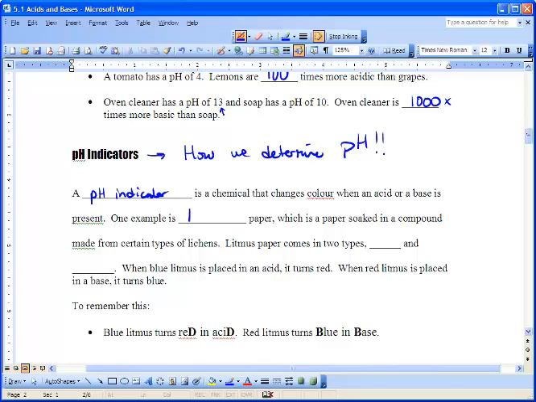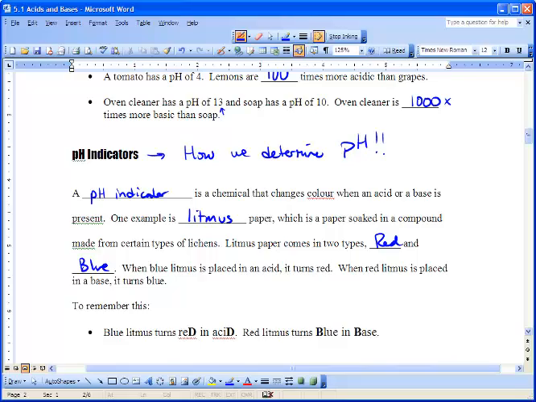One example is litmus paper, and we're going to be using this in class. Now, this paper is soaked in a compound made from certain types of lichens. So these are the little things found on rocks. And litmus paper comes in two types. We've got red and blue.